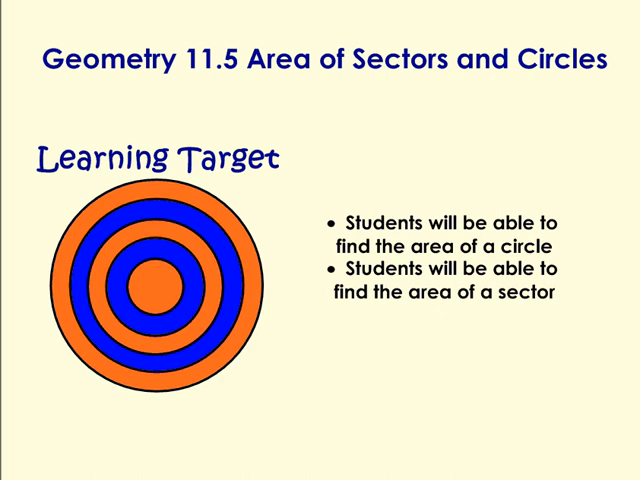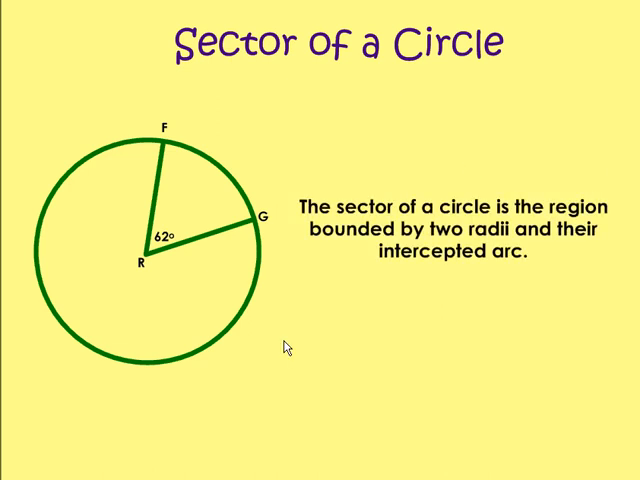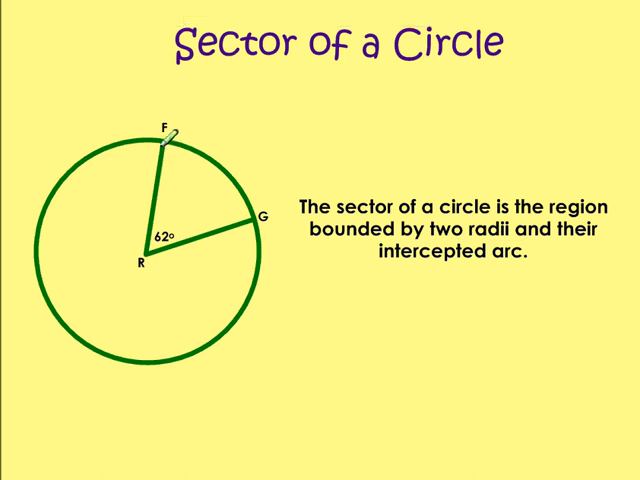If you remember what we learned from 11.4, then what we're going to learn today is going to seem very similar, and it'll be helpful to look over 11.4 and know what you're doing with finding the arc length of arcs. So, looking at this, we're talking about a sector. And what is a sector? Well, the sector of a circle is the region that is bounded by two radii and their intercepted arc. So here we have two radii, and this would be the intercepted arc. So our sector is going to be this portion here.